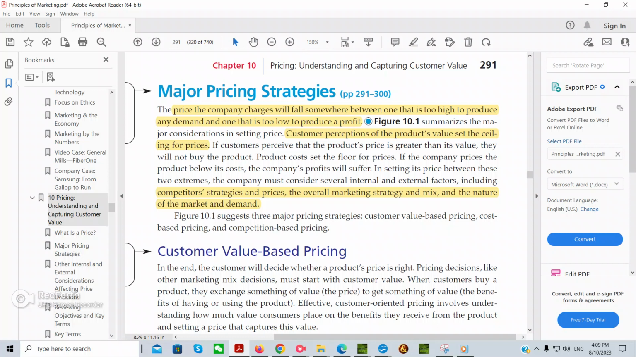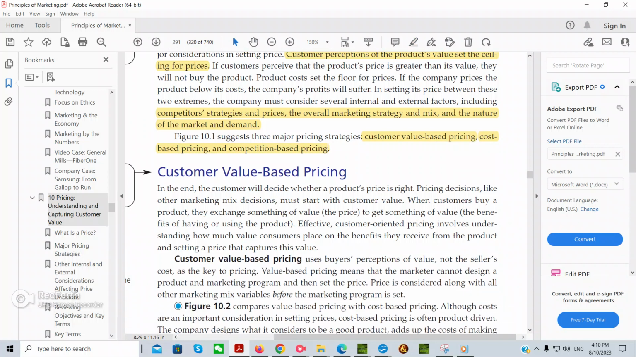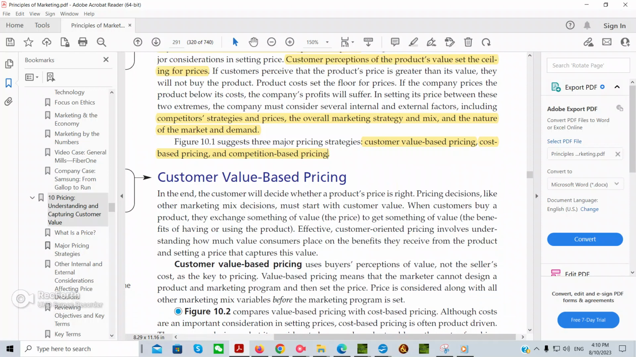Okay, so let's look at this. Figure 10.1 suggests three major pricing approaches: customer value-based pricing, cost-based pricing, and competition-based pricing. Okay, let's talk about those three.